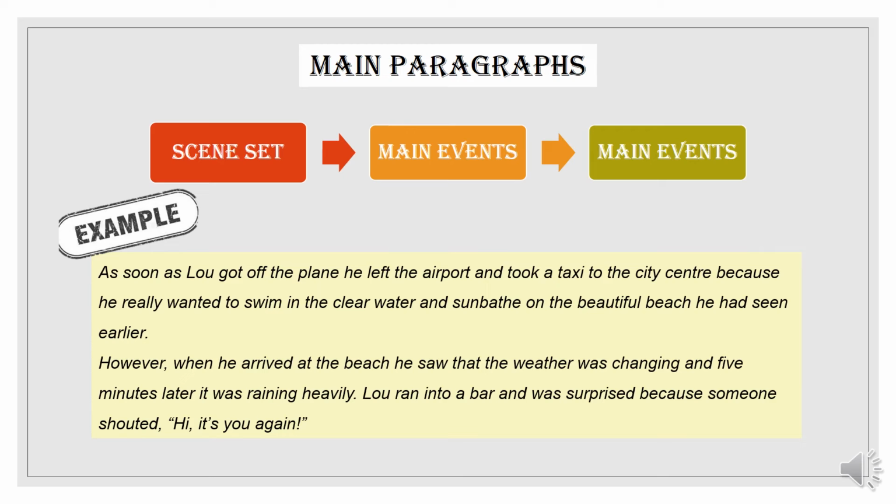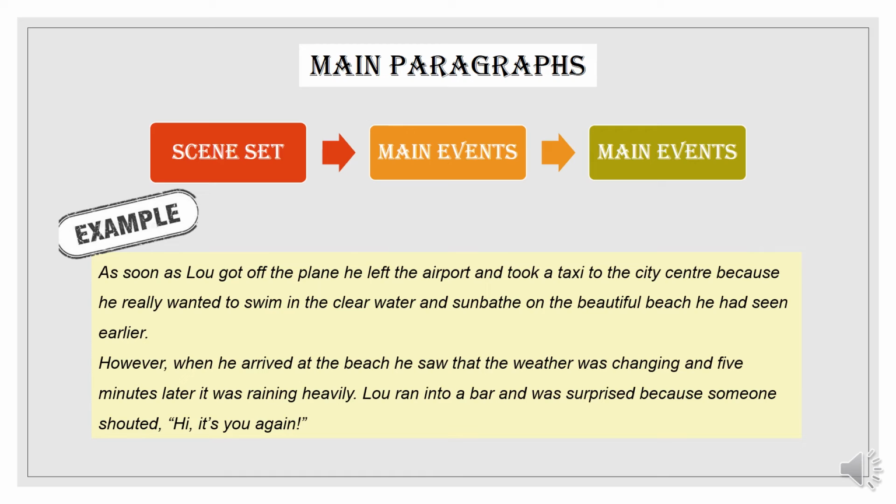I tried to let the plot grow a little bit in my first paragraph and at the same time create some excitement for the reader. Lou wants to go to the beach, but when I used the word however to start the second paragraph, it is clear that something must be wrong. Finally, I end my main paragraphs with a mysterious voice calling for Lou in the bar. The reader wants to know how the story ends.